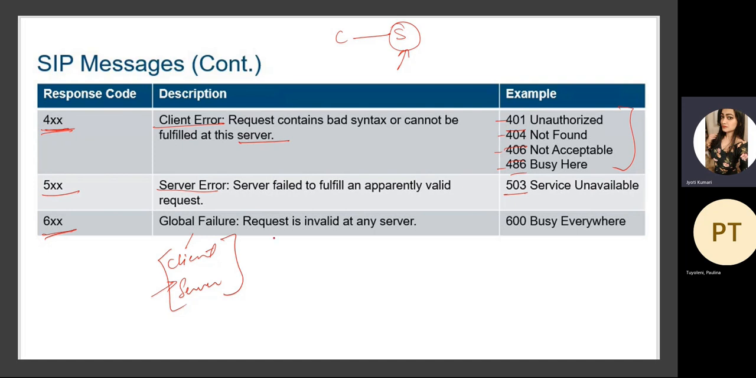You just hear it. Request is invalid at any server. It can be at any server, client or server. And you get a 600 busy everywhere response when you are doing troubleshooting or, let's say, debugging. So these are some response codes that you need to know in case you have to do any troubleshooting or monitoring. So you know what type of message is being received, why the call is failing, if it is successful, what all messages are being received, and so on.